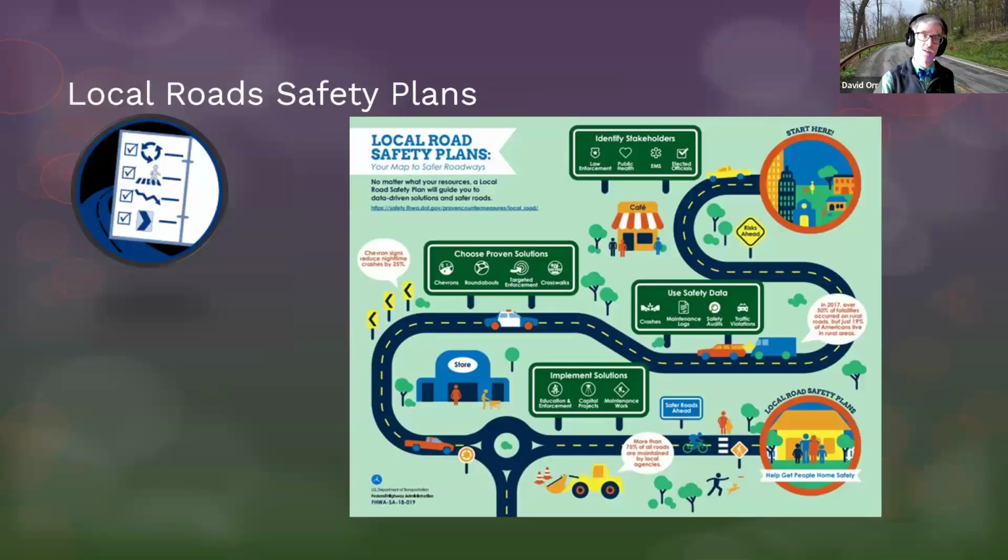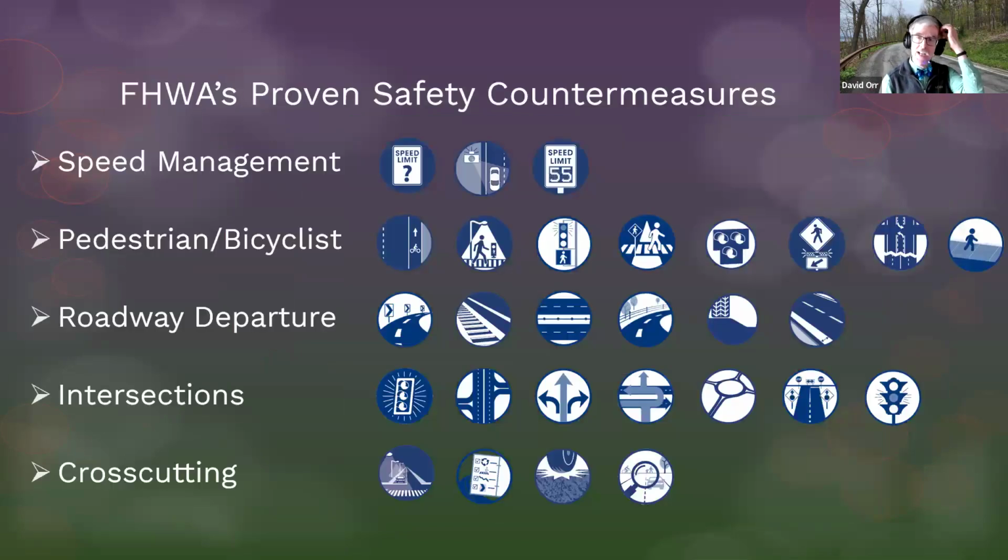We spent an hour together talking about local road safety plans, and we went through as many of the FHWA's proven safety countermeasures as we could in an hour. There's a lot more out there than we could cover, and we even did talk about some of the intersection, cross-cutting, and pedestrian bicycle issues as well. But I would say go to that website if you're interested in any of the proven safety countermeasures.